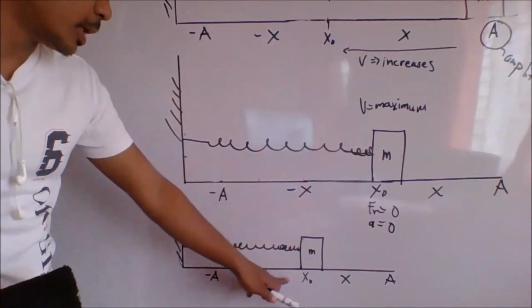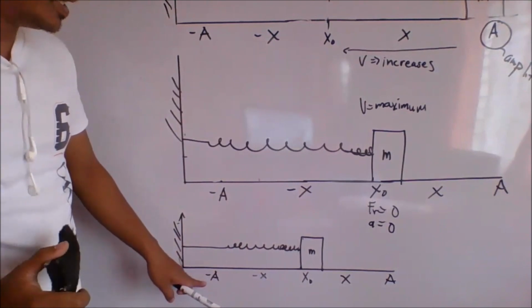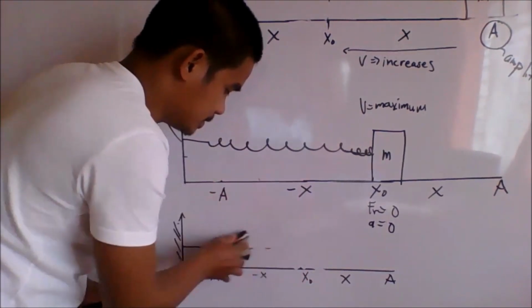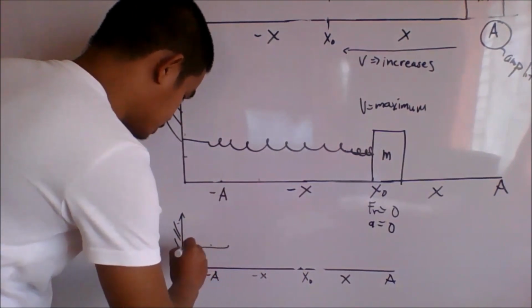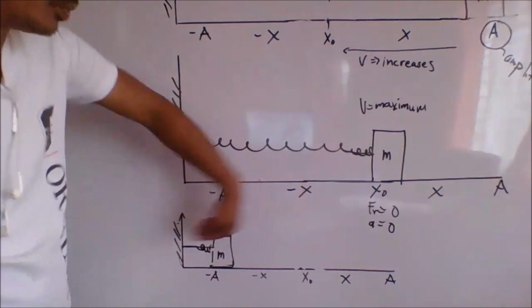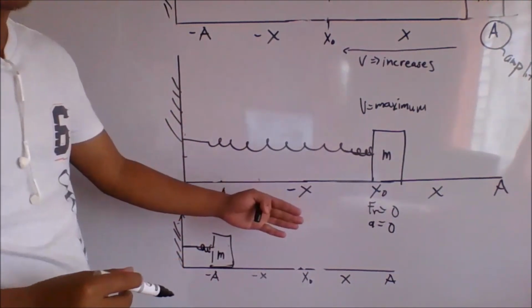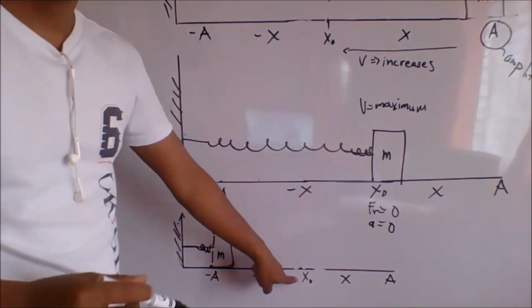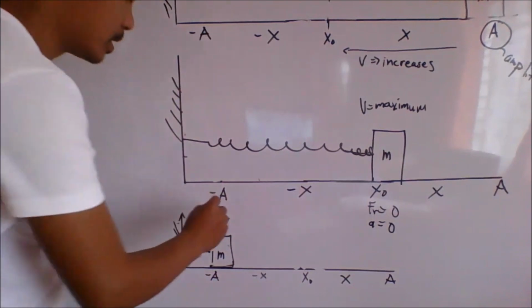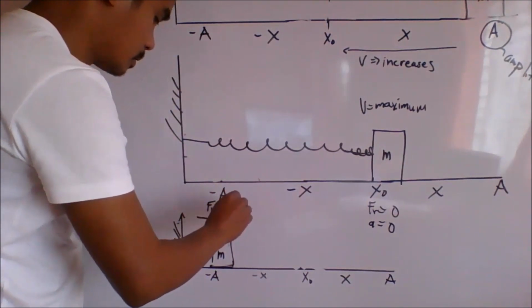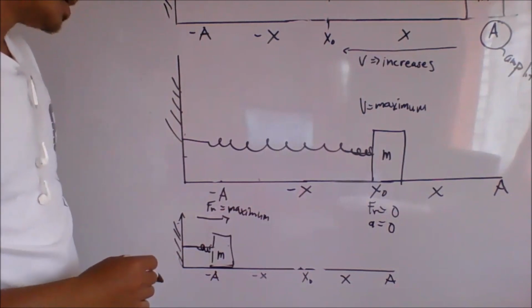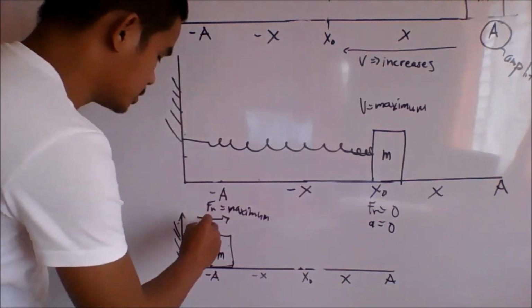Once it passes through the equilibrium position and goes to negative A, the maximum displacement from equilibrium position, the spring is compressed, let's say up to negative A. Then the restoring force will always act towards the equilibrium position. Now at this position, F of R, the restoring force, is maximum. It will act with the maximum amount of force at this position. Since F of R is maximum at the negative amplitude, then acceleration is also maximum.